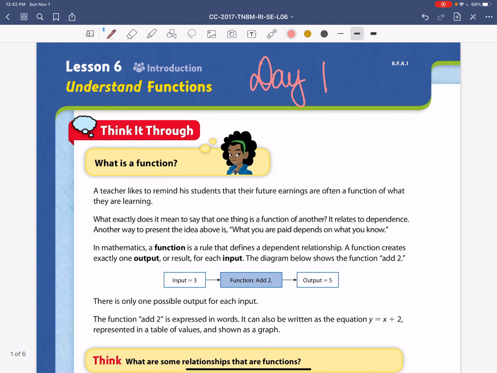Day 1 for Lesson 6, Understand Functions. Think it through. What is a function? A teacher likes to remind his students that their future earnings are often a function of what they are learning. What exactly does it mean to say one thing is a function of another?